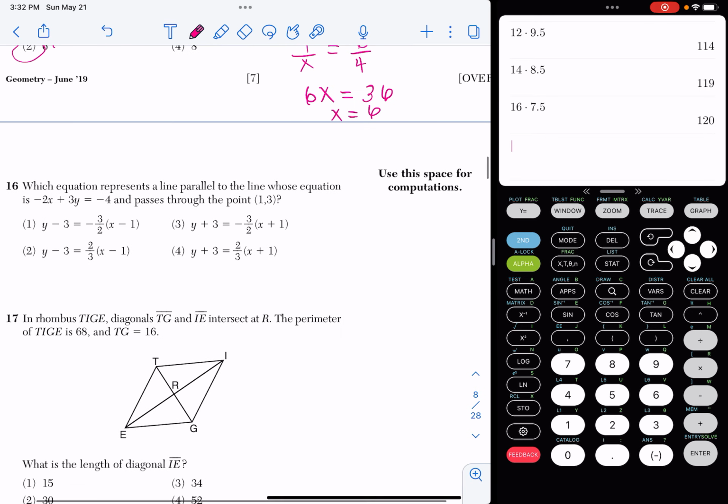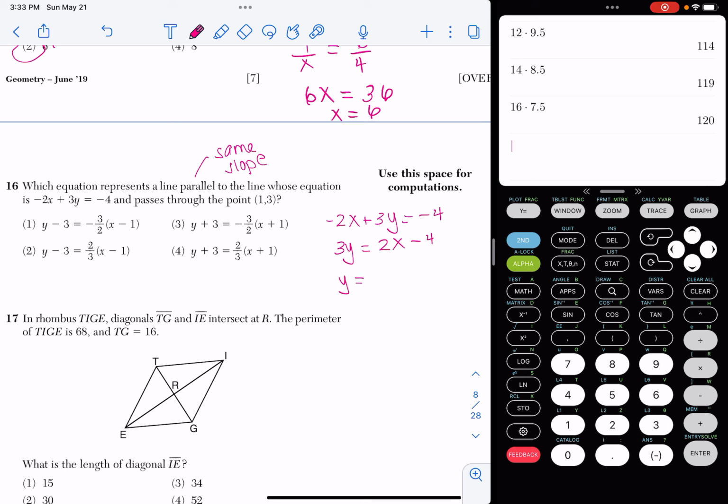16. Which equation represents a line parallel to the line whose equation is negative 2x plus 3y equals negative 4 and passes through (1, 3)? Okay, so first we have to know that parallel lines have the same slope. So the first thing I want to do is let's figure out what the slope of our given line is. In order to do that, we need to get y by itself.